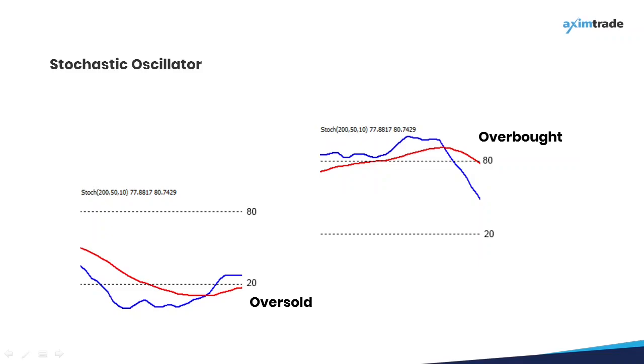momentum. When the stochastic oscillator is above 80, the market is overbought, and when the stochastic oscillator is below 20, the market is oversold.